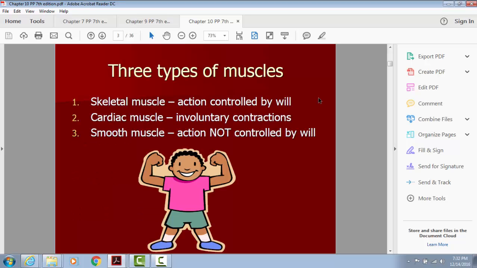There are three types of muscles. There is skeletal muscle, which is action controlled by will. We tell our body to move. Cardiac muscle, which is involuntary contractions. Luckily, we don't have to tell our heart to continue to beat. And smooth muscle, which is action not controlled by will. And this would be your gastrointestinal tract, which moves on its own through peristalsis, and we don't actually tell it to do that.